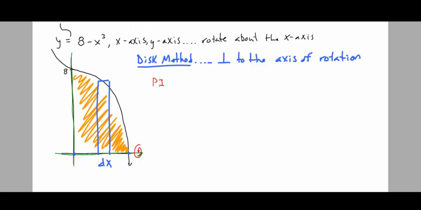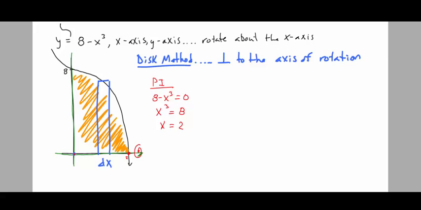So let's look at our points of intersection. I'm going to take 8 minus x cubed and set it equal to 0. I get x cubed equals 8. Take the cubic root of both sides and I get x equal to 2. So that would be this point right here. So it's crossing at 0 or touching at 0 to 2.